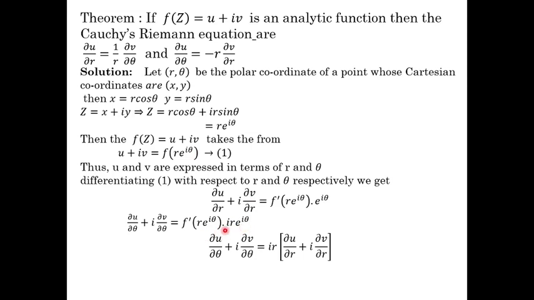Now see here, comparing these two, what is the RHS here? E power i theta into f dash of r e power i theta. Now here, what is the RHS? Here also the same thing, the extra factor is i into r. Now i into r, e power i theta, f dash of r e power i theta. That e power i theta into f dash of r e power i theta can be written as dou u by dou r plus i into dou v by dou r. Now substitute it into this term. Then we get i r into dou u by dou r plus i into dou v by dou r.